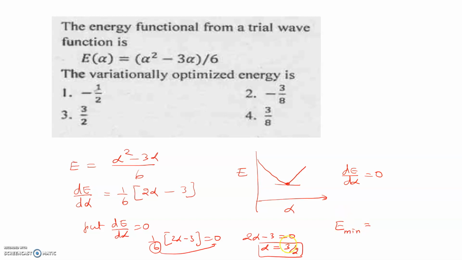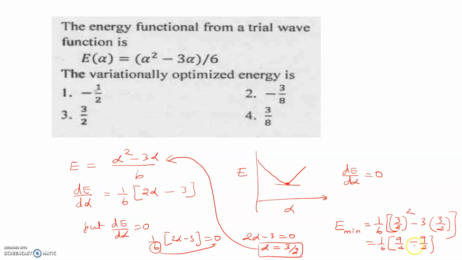Substitute this 3 by 2 in this equation. I'll keep 1 by 6 as such. Alpha square, you put alpha as 3 by 2 there. So 3 by 2 square minus 3 into alpha, alpha is 3 by 2. So 1 by 6 into 9 by 4 minus 9 by 2.